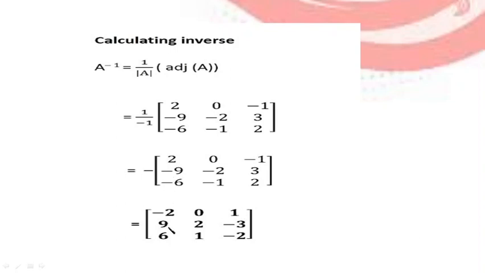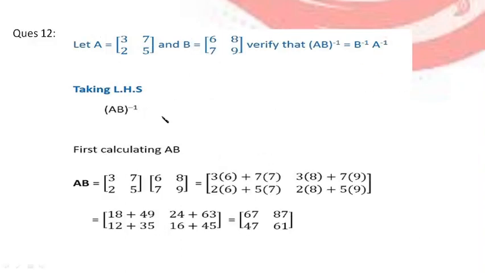Minus 9 will become positive 9, minus 2 will become positive 2, 3 will become minus 3, minus 6 will be positive 6, minus 1 will be positive 1, and 2 will be negative 2. So this is the inverse of that matrix.